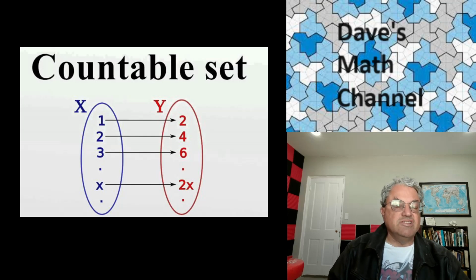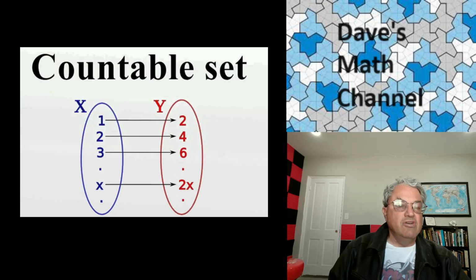I mean, if we just had sets with, say, four elements each, we could say x could be 1, 2, 3, 4, y could be 2, 4, 6, 8. So those have the same size because you can pair them all off. You just pair off every number in x with twice its value in y. And it doesn't have to be finite in order to do that. It could be countably infinite.